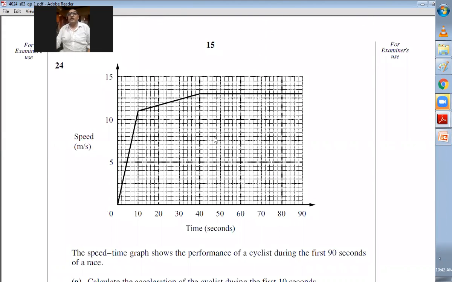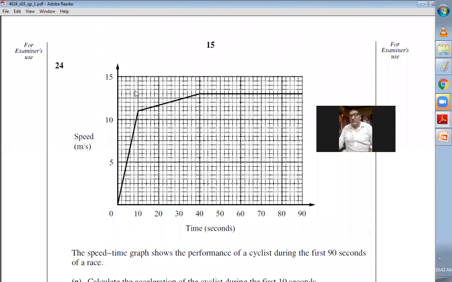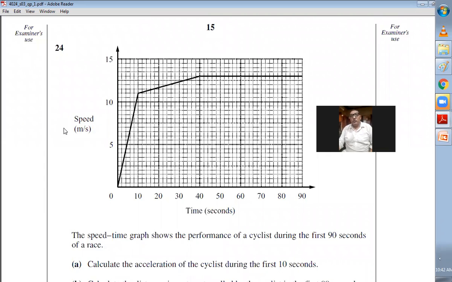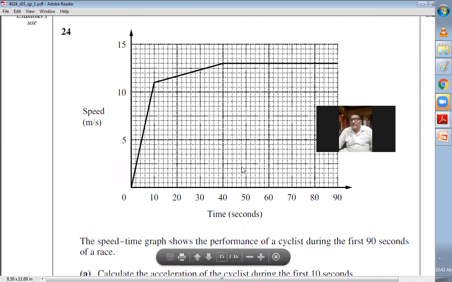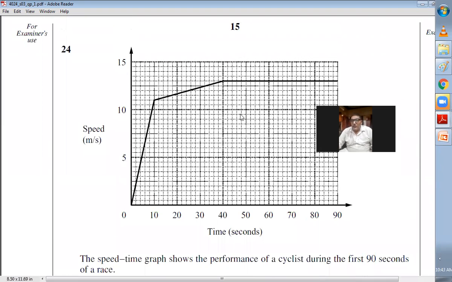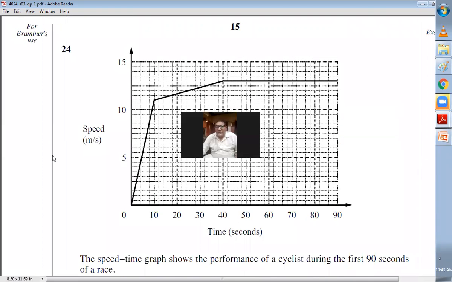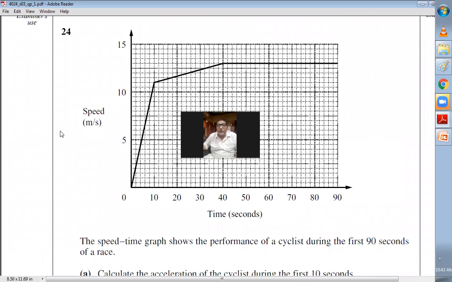Okay, so next is question number 24. It's showing up on your screen. Here we have a speed time graph. On the y-axis, the speed is represented, and on the x-axis, the time is represented. The time is in seconds, the speed is in meters per second. And you can see this graph is going like this, then like this, and then it becomes horizontal.